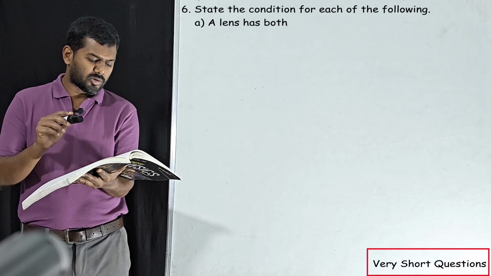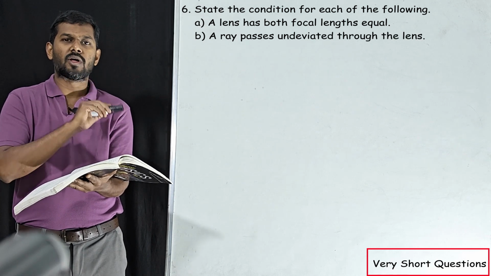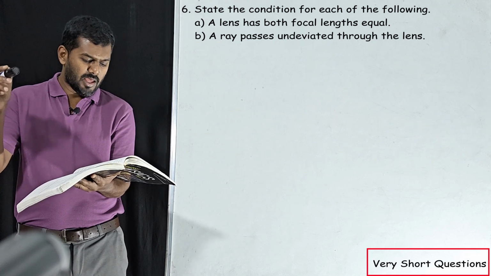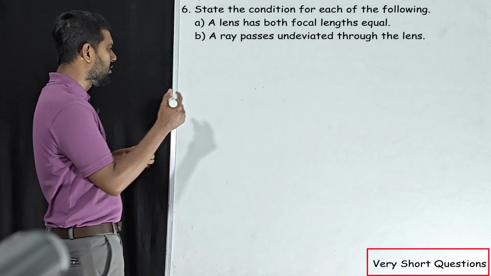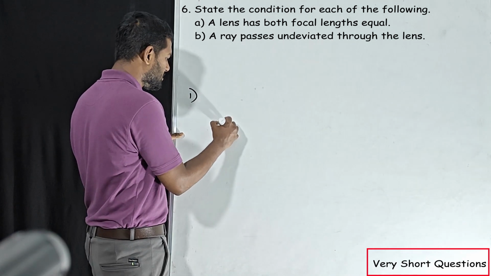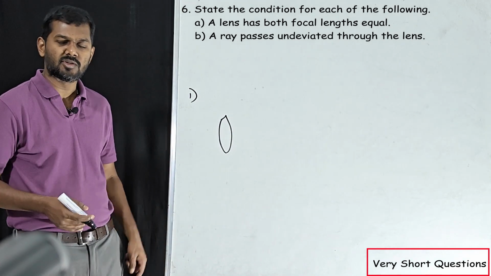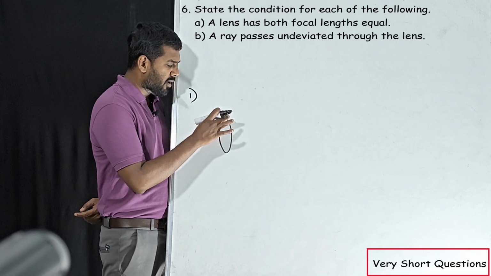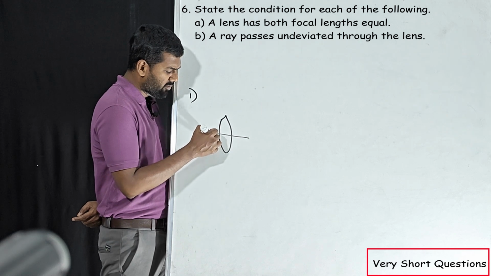A lens has both its focal lengths equal. And a ray passes undeviated through a lens. Very simple. First one, when can a lens, assume this is a lens, have both focal lengths equal? There is no rule that I have to take a convex lens always, you can take concave also. Here also there will be one focus.